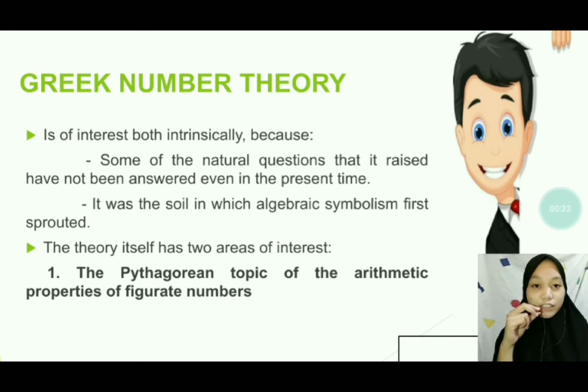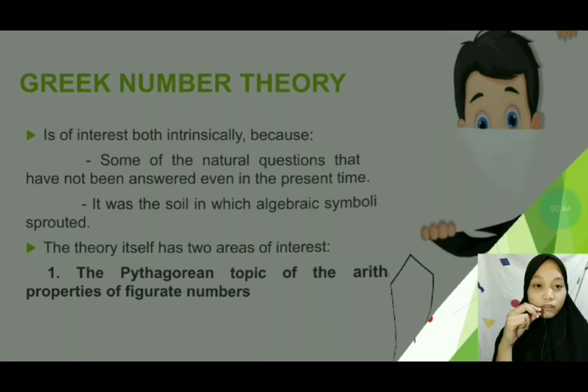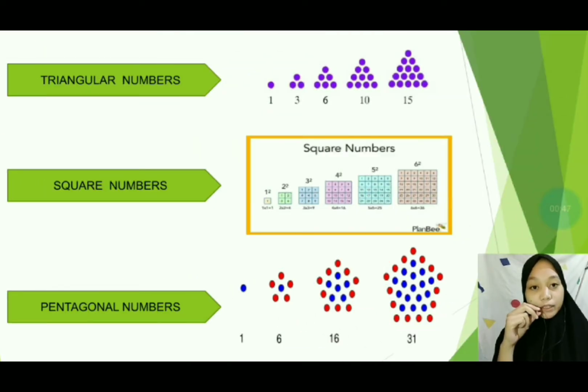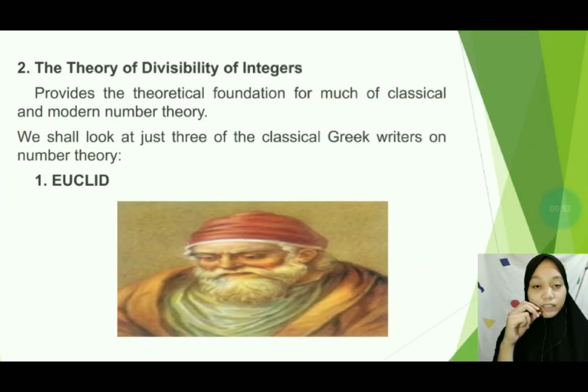So Greek number theory is of interest both intrinsically, because some of the natural questions that it raised have not been answered even in the present time. It was also the soil in which algebraic symbolism first sprouted. So this theory has two areas of interest. The first one is the Pythagorean topic of the arithmetic properties of figurate numbers. So these are the triangular numbers, square numbers, pentagonal numbers, and so on. The second one is the theory of divisibility of integers. It provides the theoretical foundation for much of classical and modern number theory.